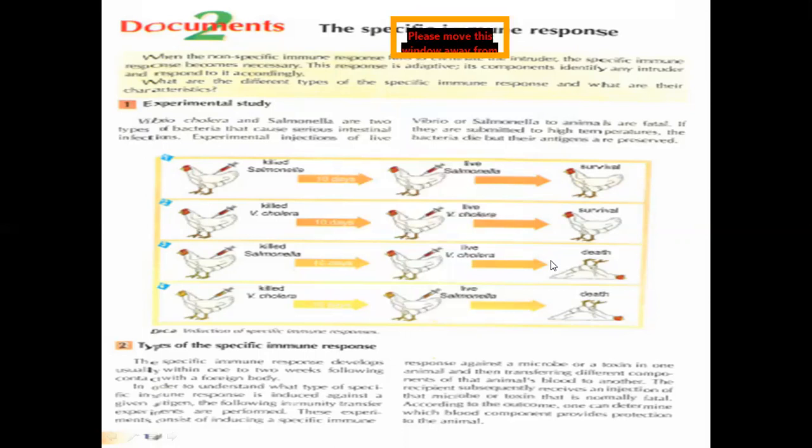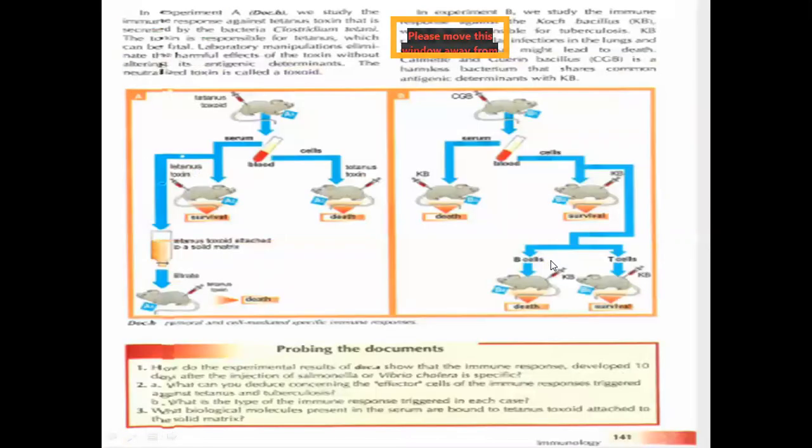Okay, so let's move on. In experiment A and document B, what did they do? We study the immune response against tetanus toxin. Tetanus toxin is secreted by the bacteria Clostridium tetani. This toxin is responsible for tetanus. This can be fatal. Laboratory manipulations eliminate the harmful impact of the toxin without altering the antigenic determinant.